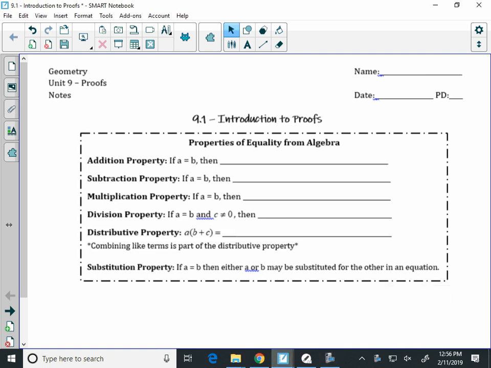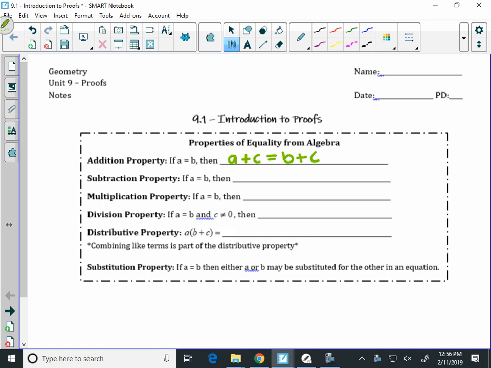Some properties of equality that you maybe heard of and use in Algebra 1. We essentially use these properties to help us solve equations. The first property we're going to talk about is the addition property. All that says is if you have an equation A equals B, you can add the same exact thing on both sides. That's called the addition property of equality, adding the same thing on both sides of the equation.